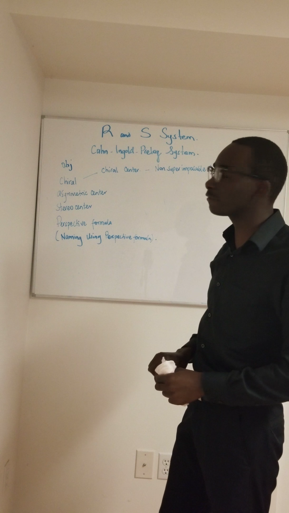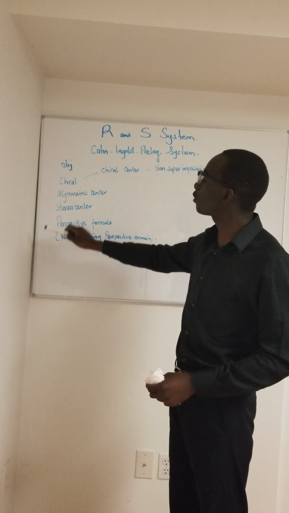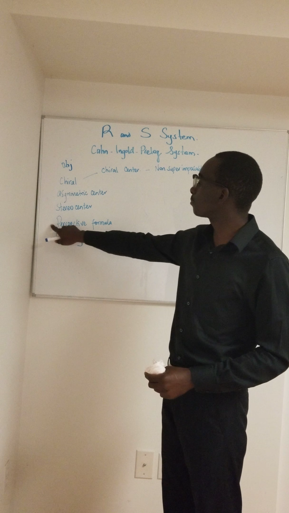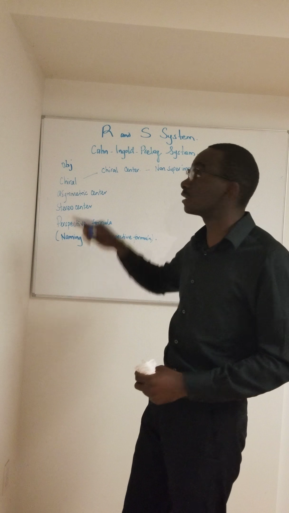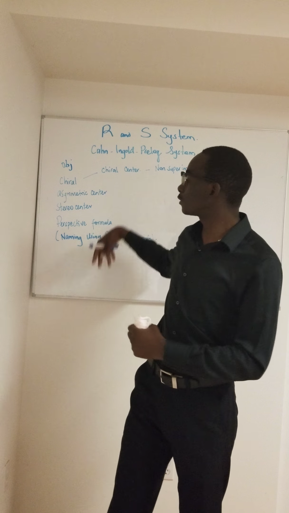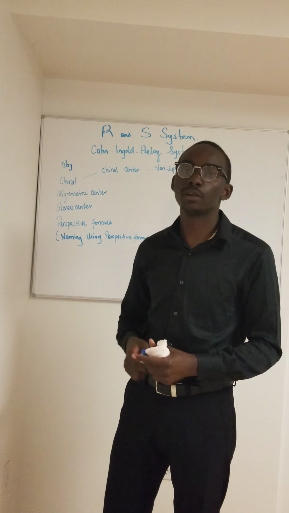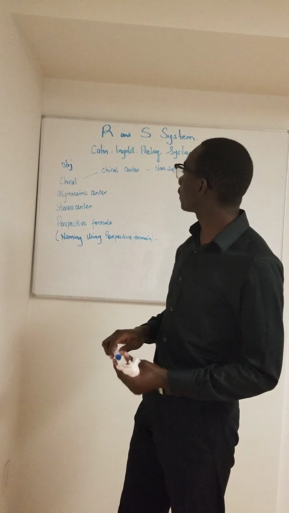So today's objectives will be, we shall look at the meaning of the words chiral, asymmetric center, stereo center, and then the perspective formula. This is just an intro into naming with the R and S system. I will throw these words at you as time goes on, so it's better for us to know what they mean before we go on into the topic.